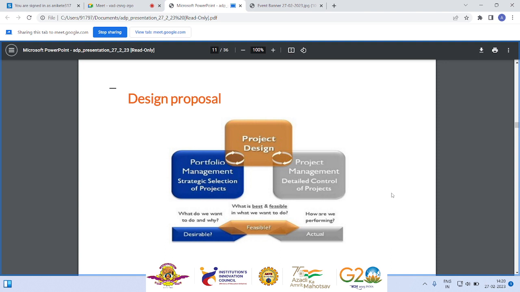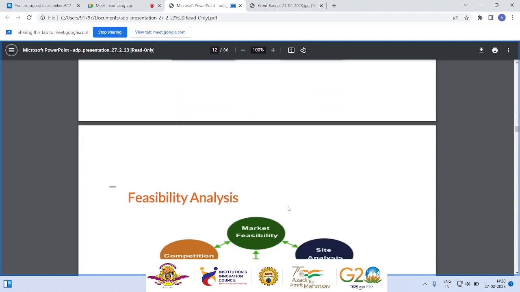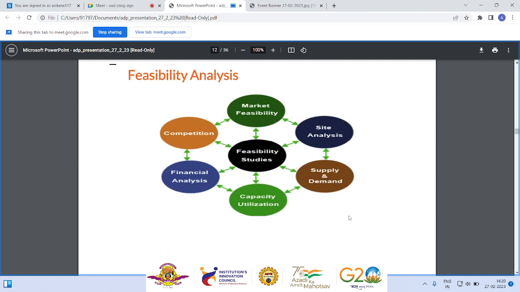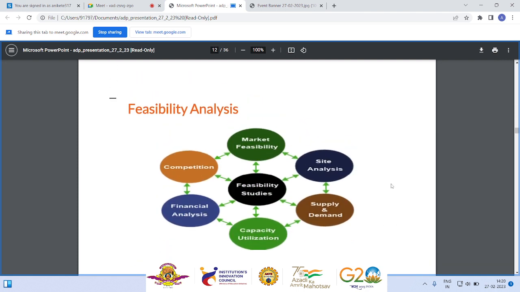And the next one is project management. Once it is done, how will I verify it? How will I take its detailed survey? And how will I control what is actually being prepared, how it is going on? All of this comes under the design proposal. Then comes your feasibility analysis.